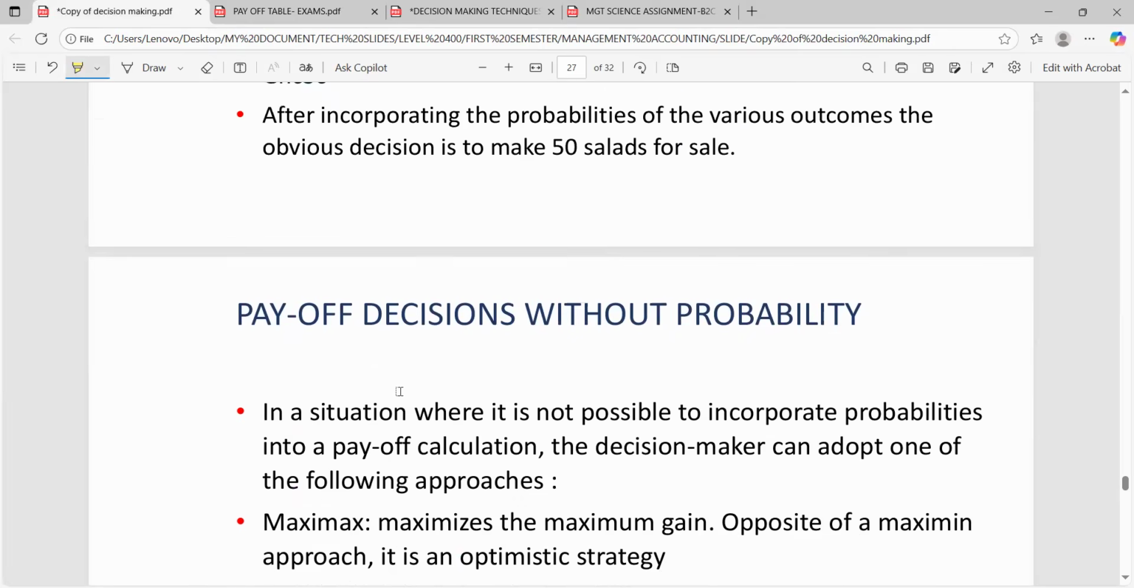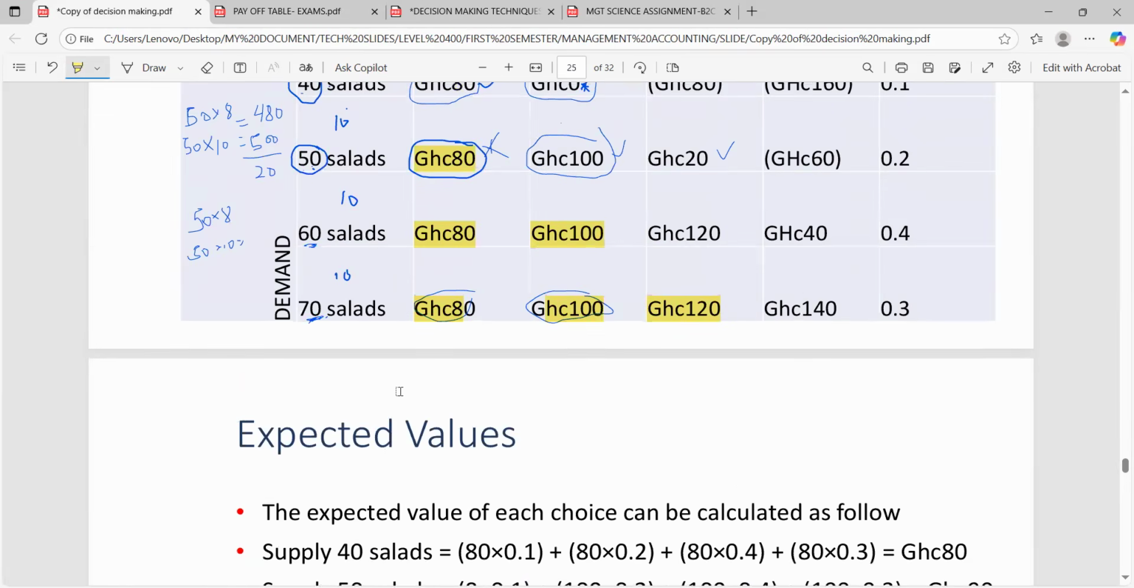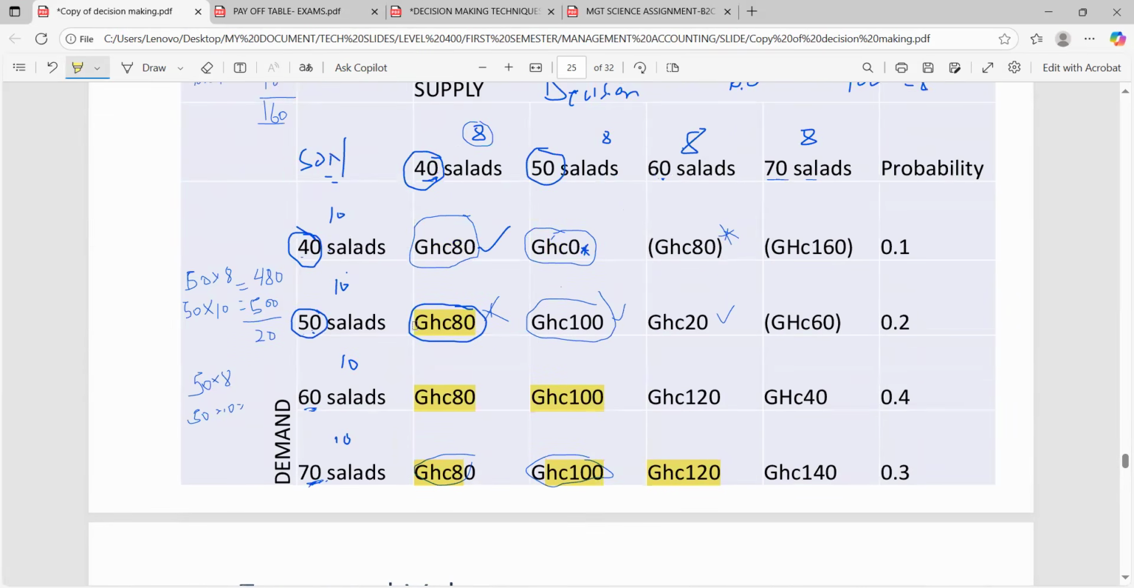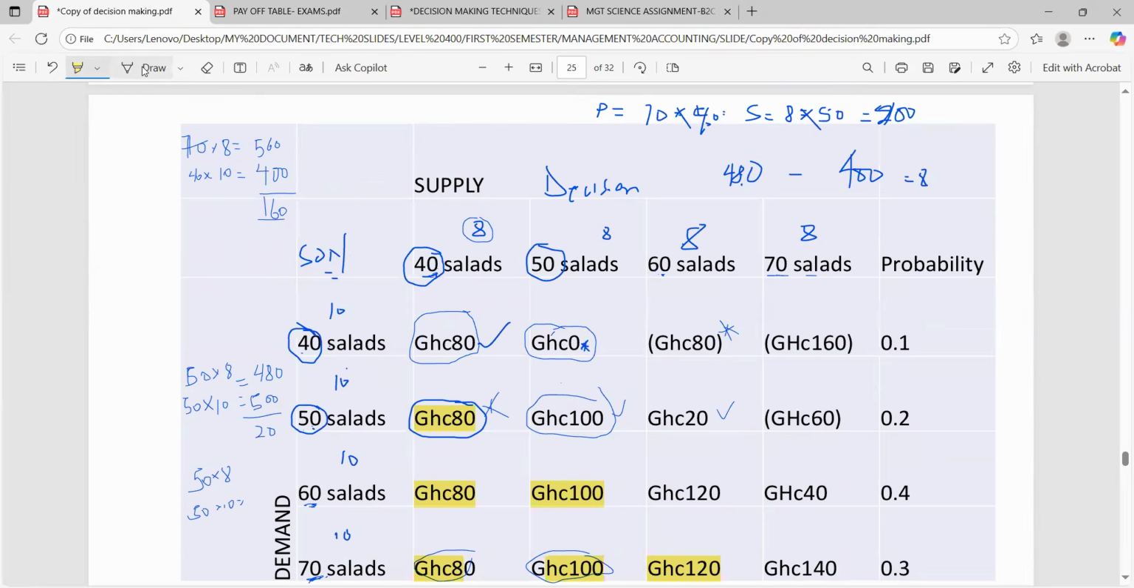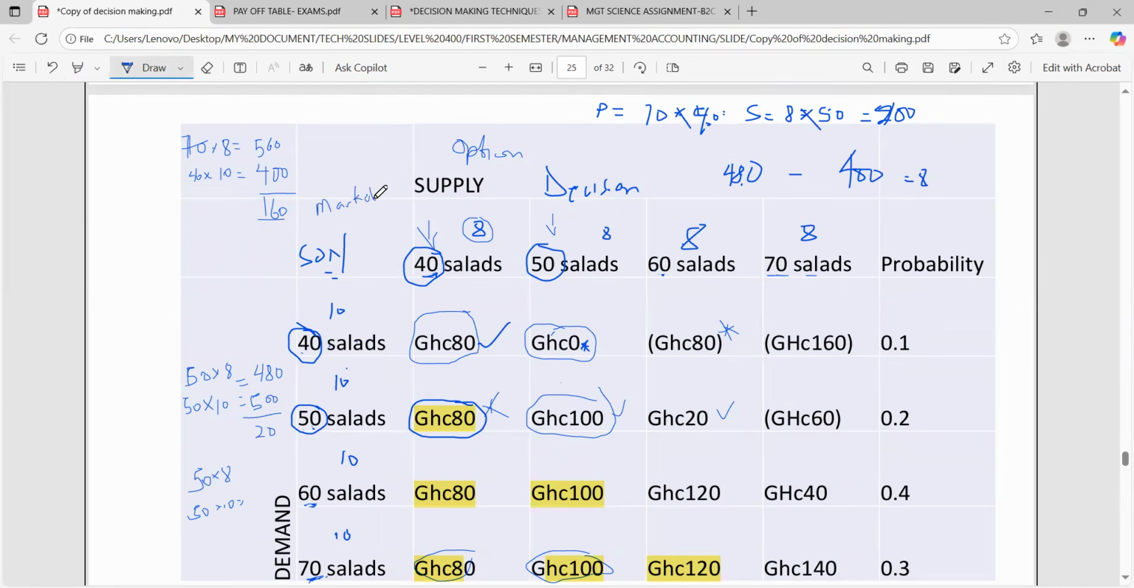But this payoff table, just like I read here, you should understand how to compute the expected values. Now, expected values, like I said, are prepared according to the state of nature. Supply is always the options. Supply is the decision options that you have. And then the demand is the markets. The demands are always the market conditions. The supplies are the decision options, the decision alternatives.